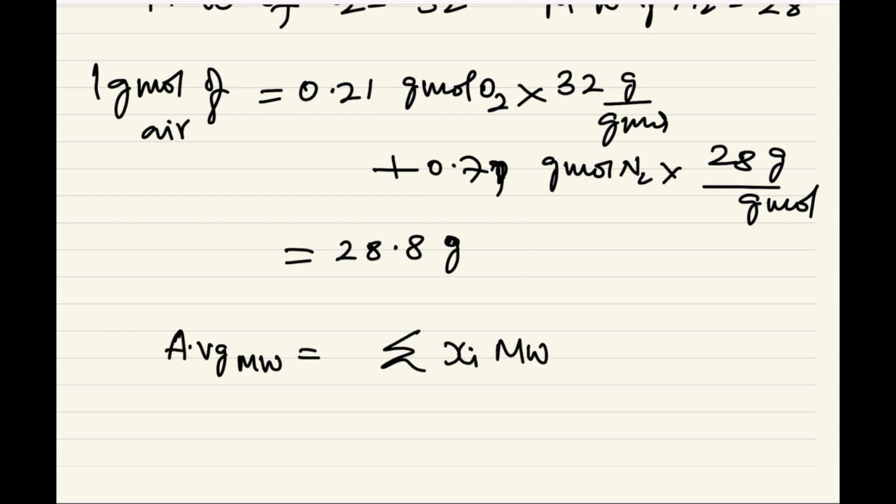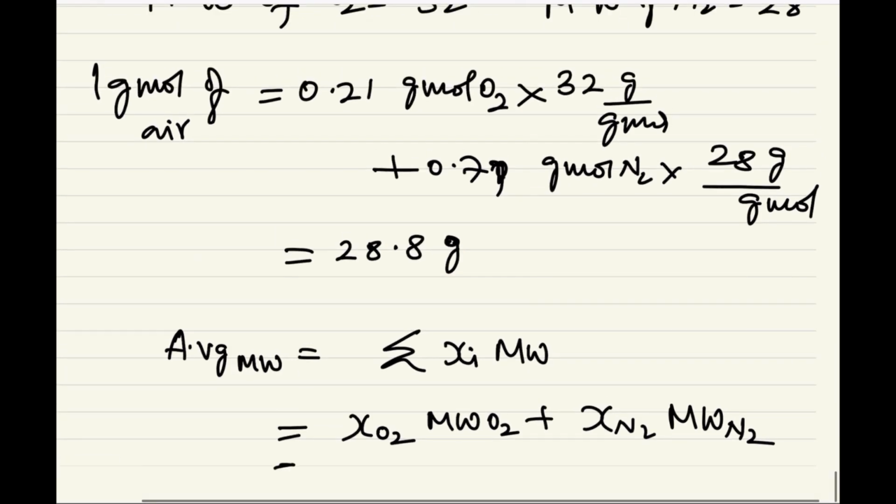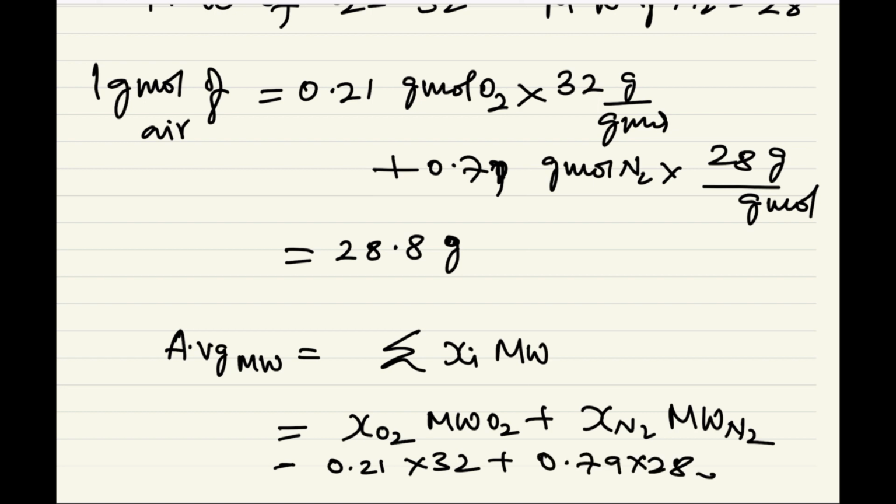So the summation, for example, xi is nothing but the mole fraction, that is xO2 into the molecular weight of O2 plus xN2 into the molecular weight of N2. It's a very simple formula. So if you know the mole fraction, here it is 0.21 into 32 plus 0.79 multiplied by 28, you end up getting the average molecular weight.